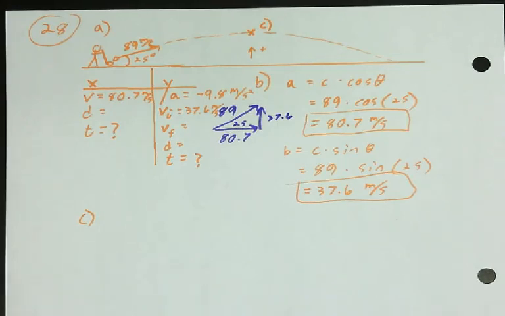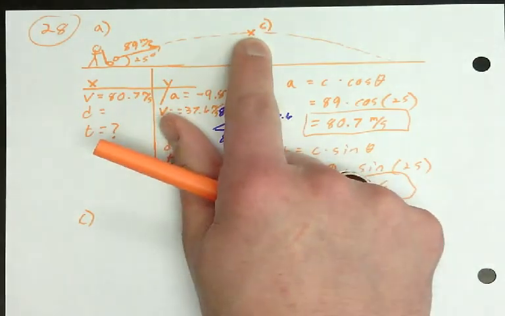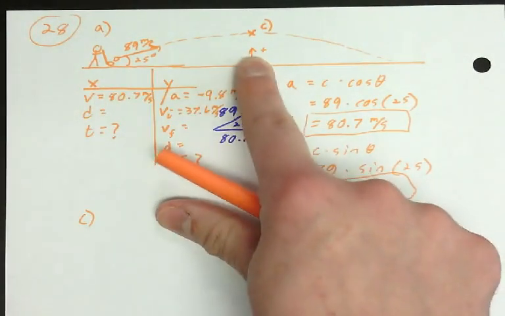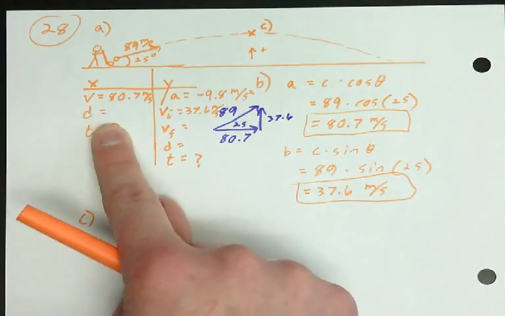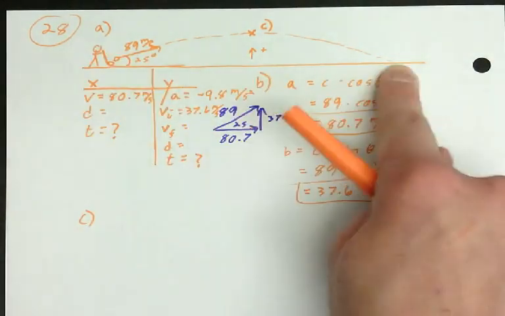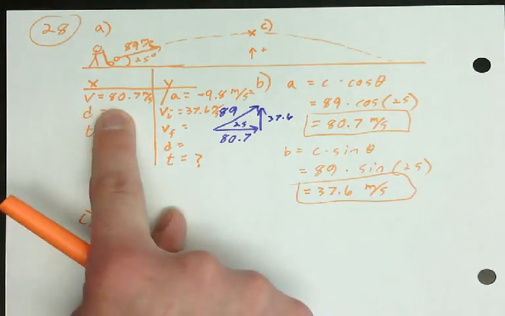So C wants to know how long it's going to take to reach the maximum height. You have to make one big assumption, and it's based off of the maximum height. The maximum height is halfway through its motion. That doesn't tell me anything about D, because I don't know what the total motion is. So that's not going to help me for D.